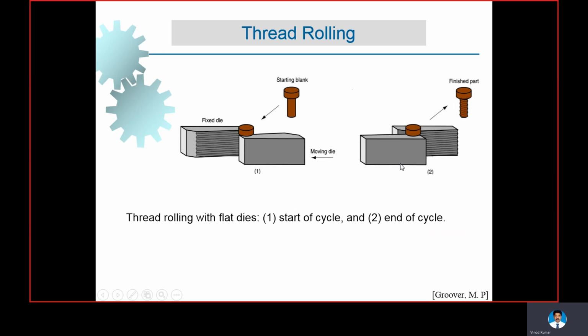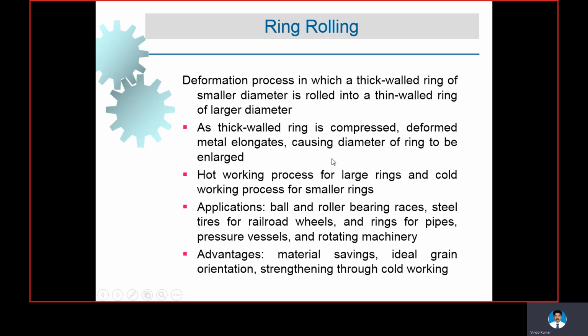Now, ring rolling is the production of rings. A smaller diameter ring is rolled into a thin-walled ring having a larger diameter. As the thick-walled ring is compressed, the deformed metal elongates, causing the diameter of the ring to be enlarged. It is a hot working process for large rings and a cold working process basically used for smaller rings.